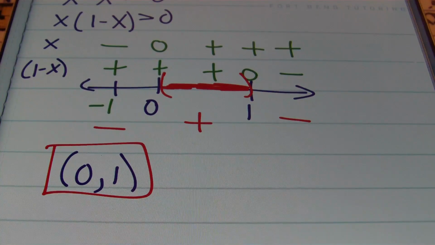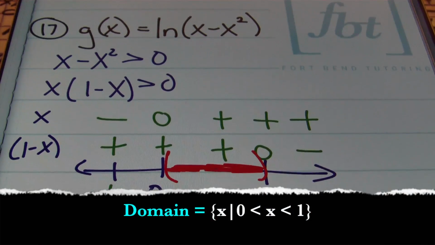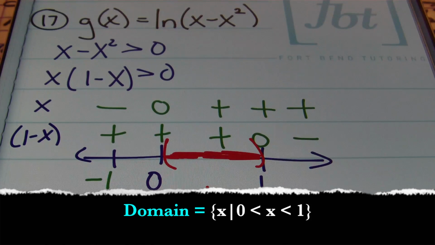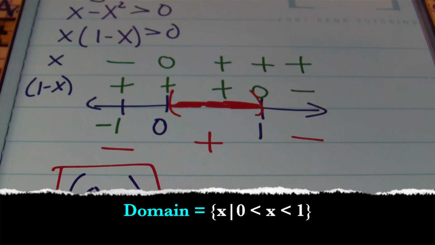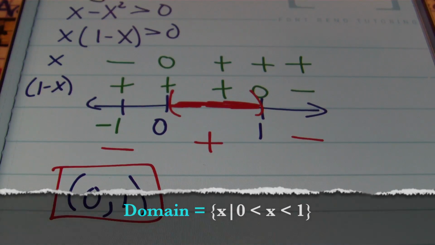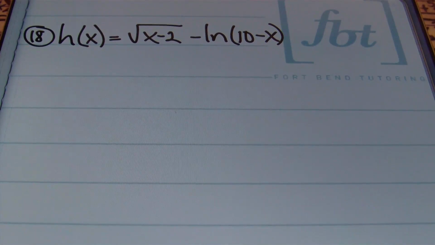That's it, ladies and gentlemen. That's the domain of this function right here. That's it. That's how you write it. Done and done. Okay. In problem number 18, we have h of x equals the square root of x minus 2 minus the natural log of 10 minus x. In this function, ladies and gentlemen, you have two domain restrictions.